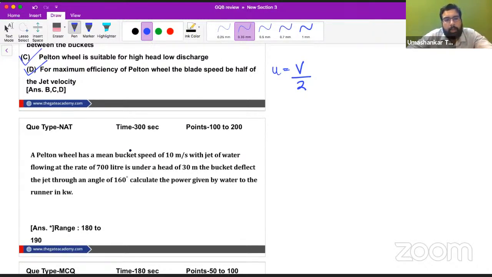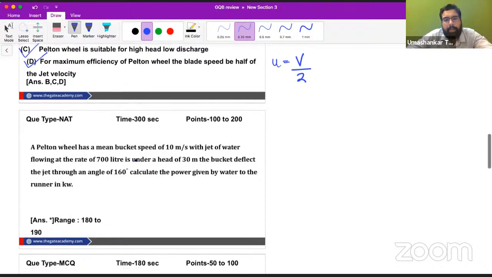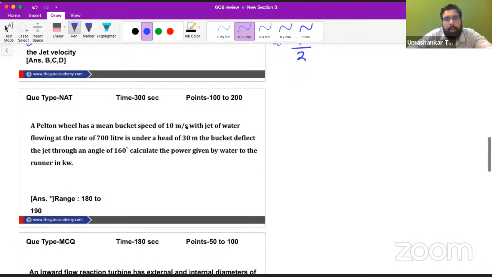Okay. Now second question: a Pelton wheel has a mean bucket speed of 10 meter per second with a jet of water flowing at a rate of 700 liter per second, obviously, under a head of 30 meter. The bucket deflects the jet through an angle of 160 degree. Calculate the power given by the water to the runner.